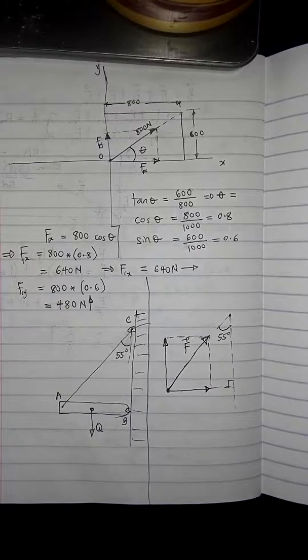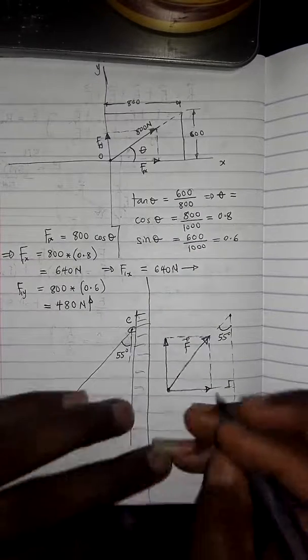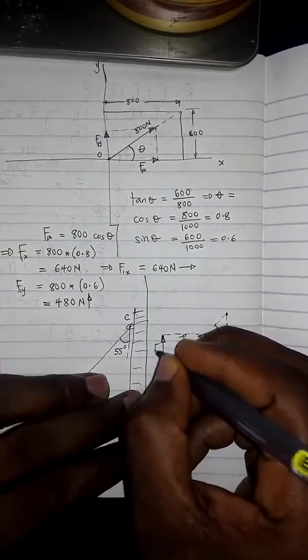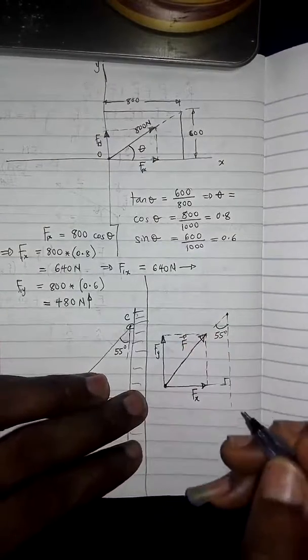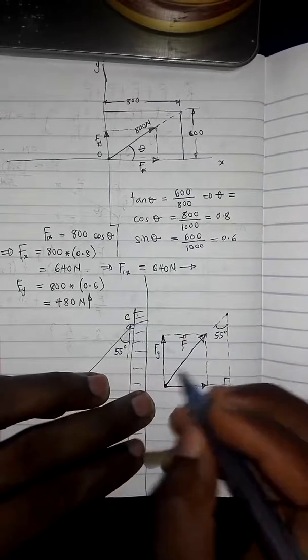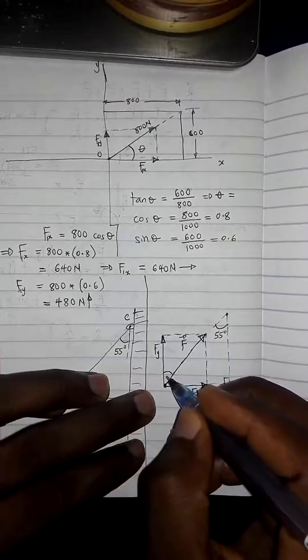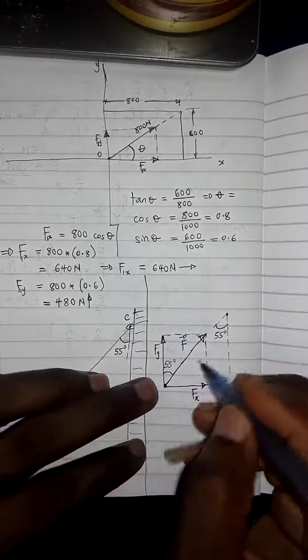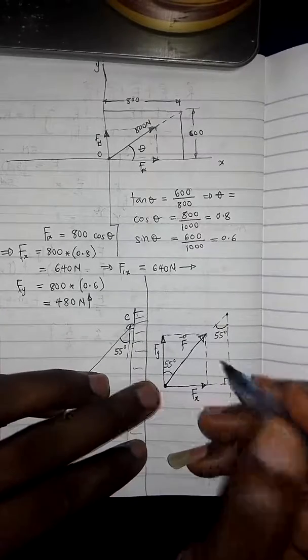We already know what the force is like and what its components will be like. The horizontal component is Fx and the vertical component is Fy. We know this angle is 55 degrees, and that's the angle it makes with the vertical. Obviously that's the same as this angle, 55 degrees. What do you call that? Corresponding angles or alternate angles, whatever.